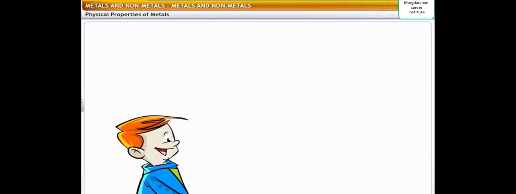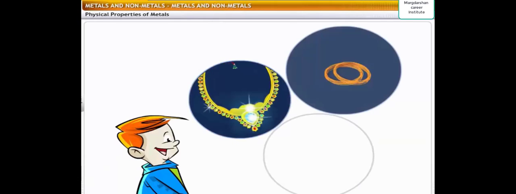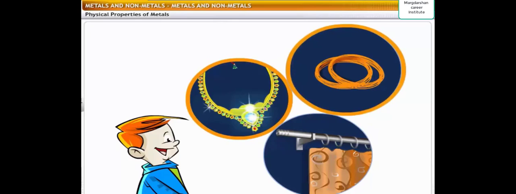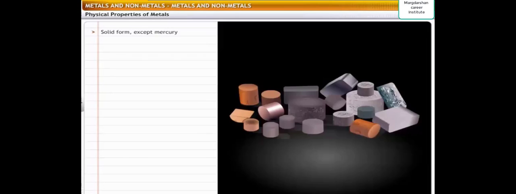If you look around, you will find metallic objects around you in various forms. For example, jewelry made of gold and silver, wires made of copper, and curtain rods made of aluminium are all metallic objects. Metals are used to make these objects because of some specific physical properties. Let's take a look at some important physical properties of metals.